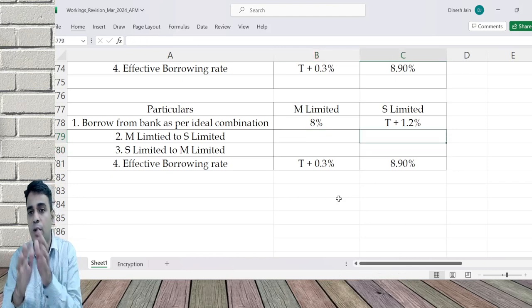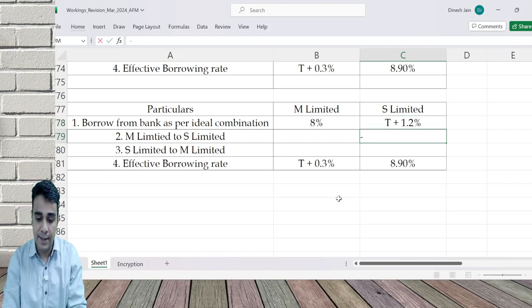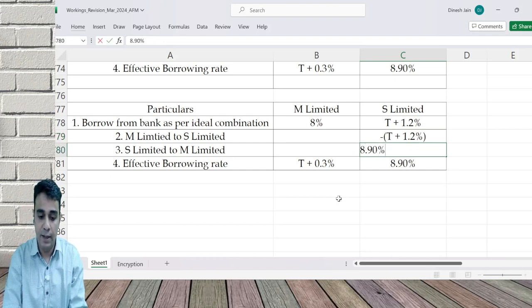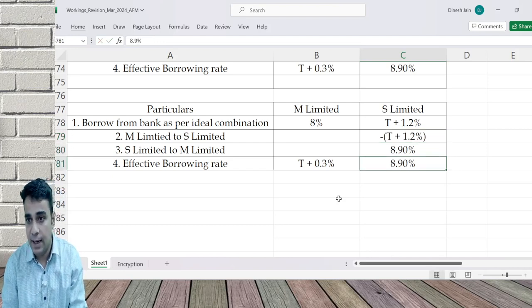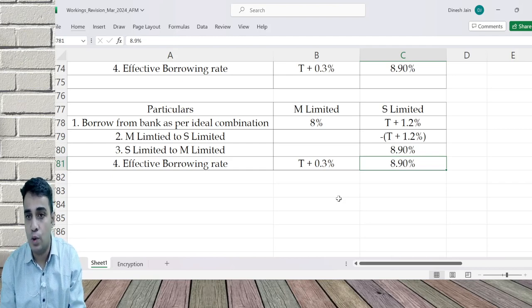Just that if you are doing from S's point of view, I paid this T plus 1.2. You give me T plus 1.2 so that I cancel that. So I'll write minus T plus 1.2%. I will cancel this. Balancing figure is 8.9. See, very simple. Row 2 is minus of row 1, and row 3 is equal to row 4.